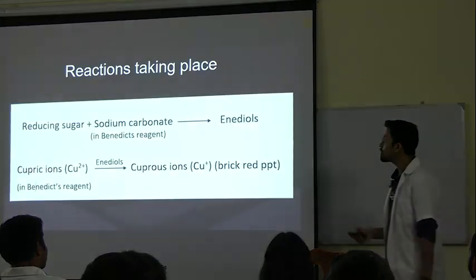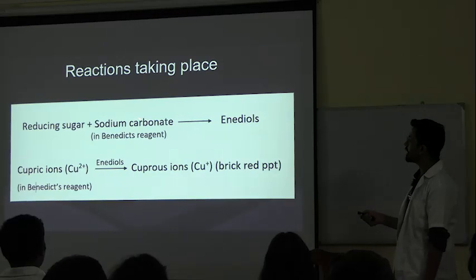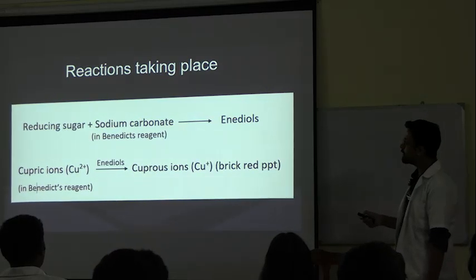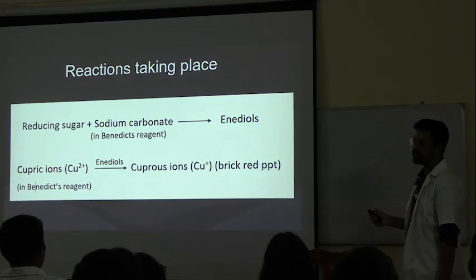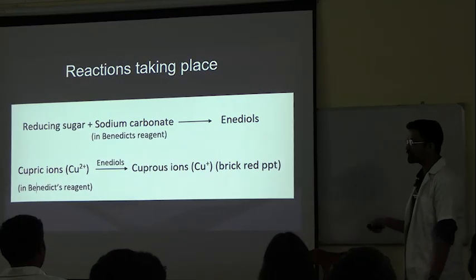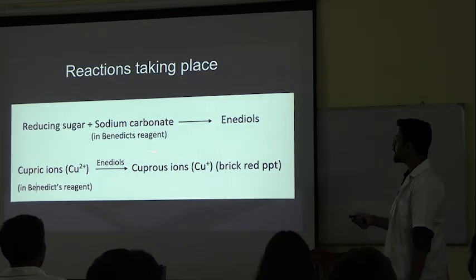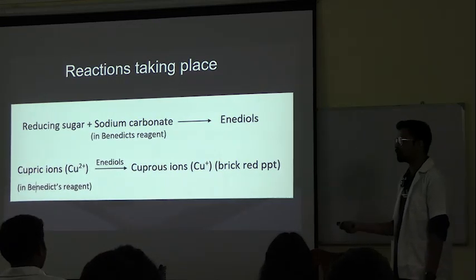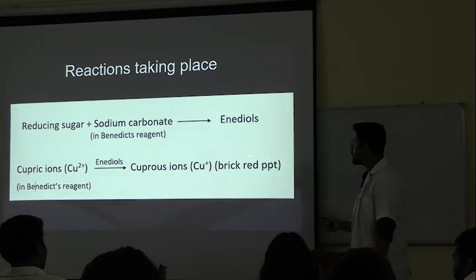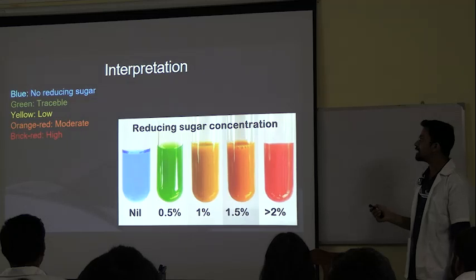Fine. Now these are the reactions that are taking place: the reducing sugar reacts with the sodium bicarbonate, because it is alkaline, and forms enediols. Enediol is a strong reducing agent which will reduce the cupric ion to cuprous ion. The cuprous ion later on binds with hydrogen and water and results in cuprous hydroxide, and later on it forms cuprous oxide, Cu2O, which forms the brick red color precipitate.